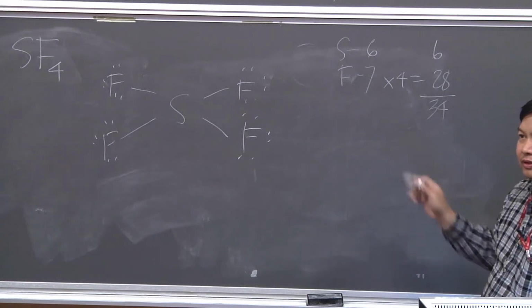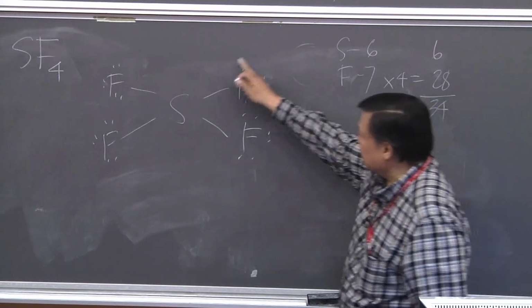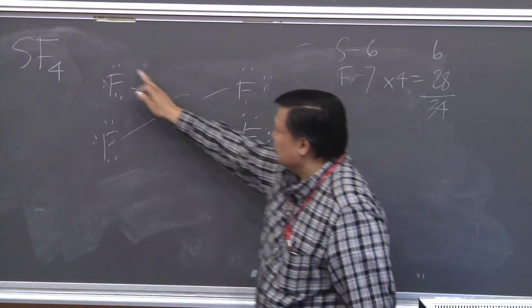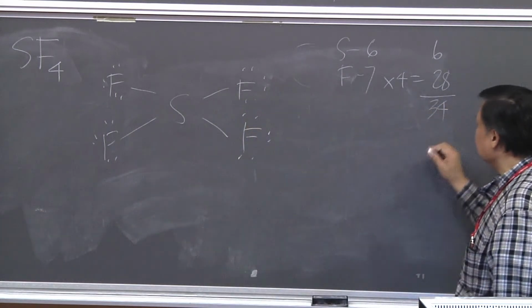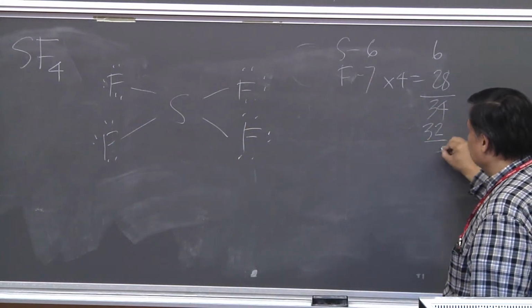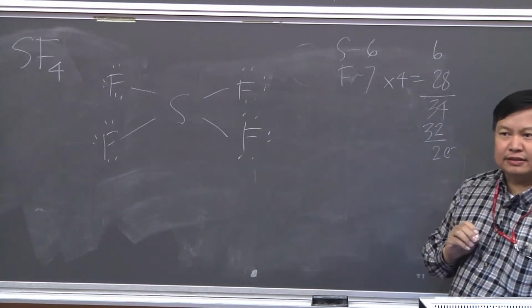Do I have the correct structure? What am I missing? So I have an octet here, I have an octet here, and an octet here, right? But that accounts only for 32 electrons. There's 2 electrons left. Where do we put the 2 extra electrons?